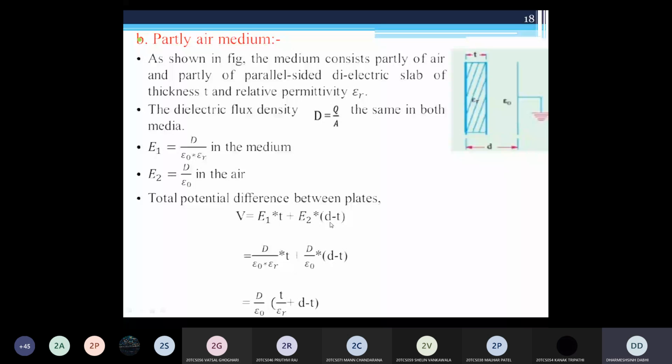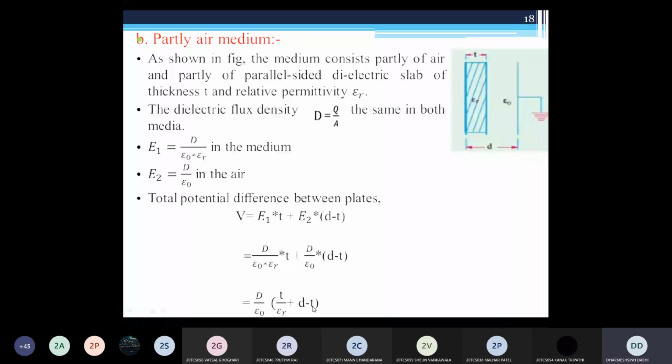As you know, E1 is equal to D by epsilon 0 into epsilon R, so replace it here. And E2 is D upon epsilon 0, so we replace that here. Taking the common D by epsilon 0, the equation becomes D by epsilon 0 into T divided by epsilon R plus D minus T. So that gives the potential difference.